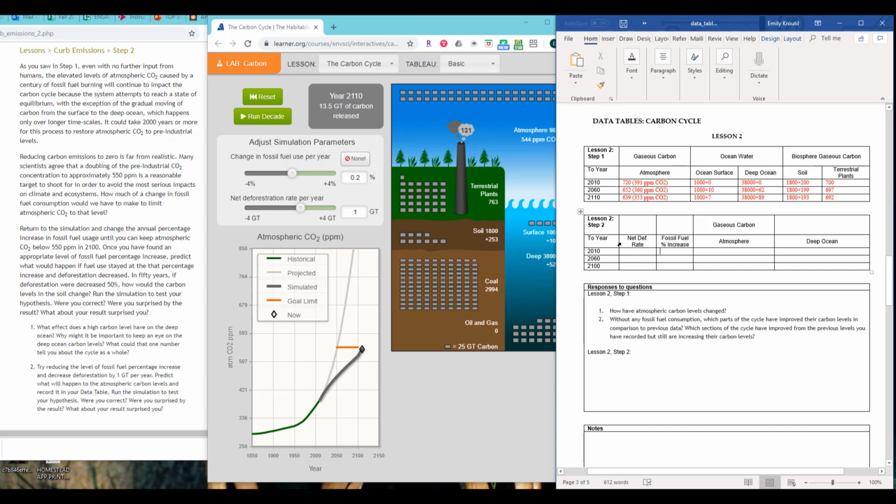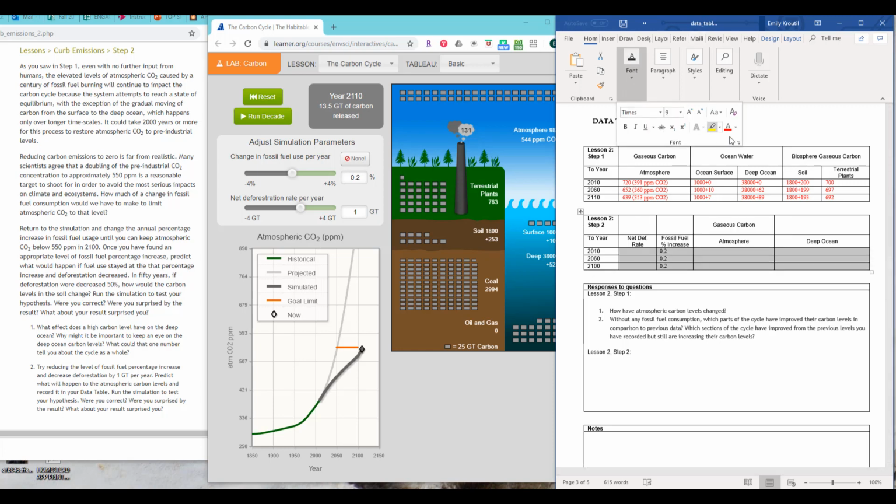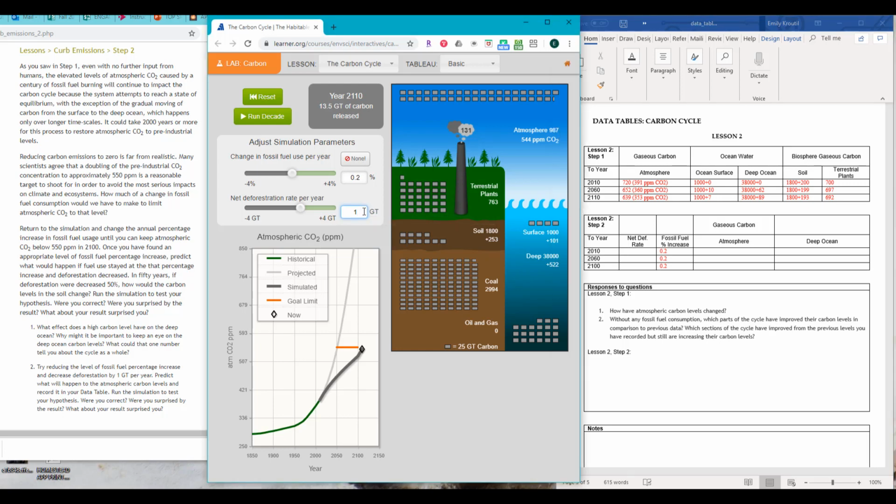Okay. Now, once we found the appropriate level, let's leave it there. Okay, so we're going to leave this at 0.2. Okay, and now we'd say that deforestation was decreased by 50%. Okay, so instead of 1 gigatons, half of that would be what, 0.5?